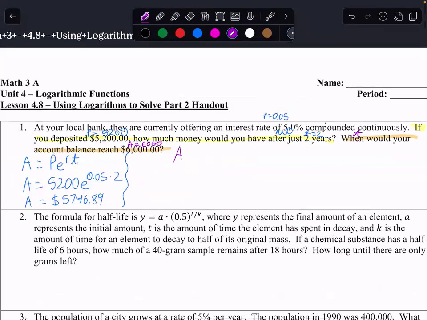Okay, so you still start with the full formula, A equals P e to the power of rt. But again, this time we know the goal. We need to get to a balance of 6,000. The principal is still the same. You're still starting with 5,200. The interest rate is still 0.05. But we don't know t. Again, t is not 2 years anymore. That was the first part of the problem. For this question, we need to find the time.